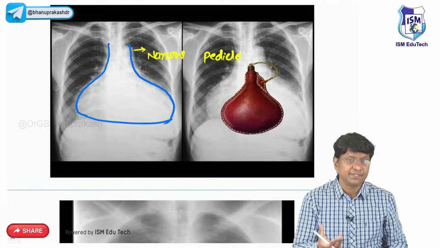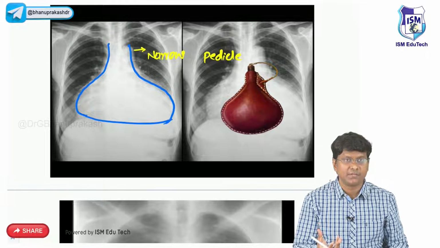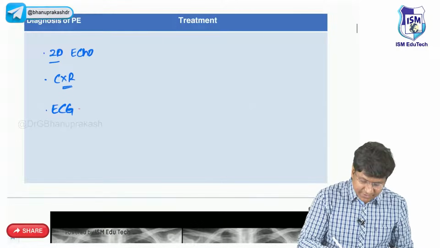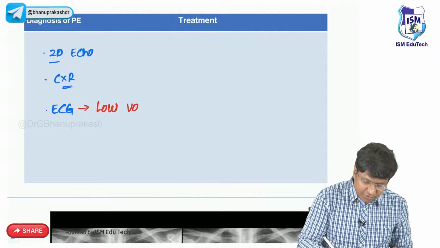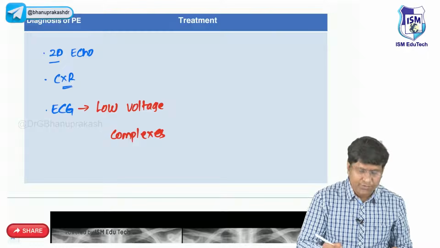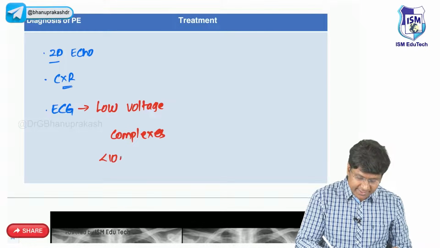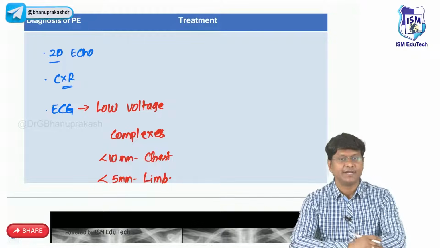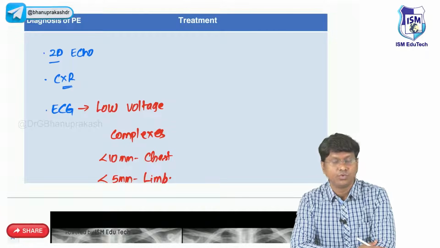And this classical appearance of the heart is what is called the water bag appearance or money bag appearance. And the next thing is the ECG. What will the ECG show in case of pericardial effusion? That is the presence of low voltage complexes. Now, what do you understand by low voltage complexes? If the amplitude of the QRS complexes is less than 10 mm in the chest leads, and if the amplitude is less than 5 mm in the limb leads, we call it low voltage complexes.